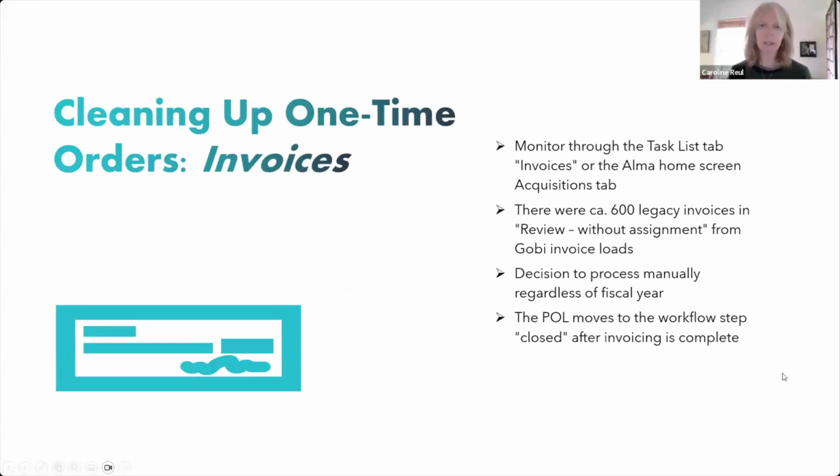So after taking care of all the claims, then I moved on to the invoices. Our invoices come in through an EDI automatically. So there were about 600 of them from Gobi sitting there. This is all for one-time purchases, so I didn't have to worry about the harassments ones. And you could get them easily from the task list under review without assignment. It's also very easy to find the accounting documents in Gobi, so I processed all of these regardless of whether they were FY24 or not.